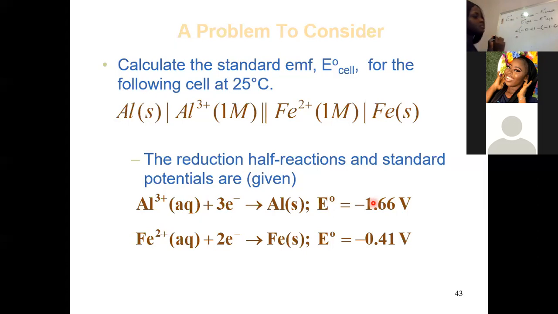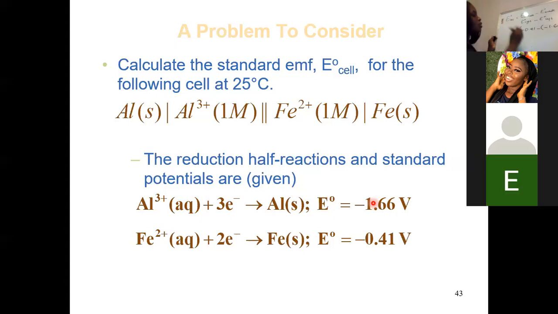What does this give us? Plus 1.25, right? So you may want to put the positive sign, yes. So that way you have your answer already. Very straightforward, if you can just identify which is anode and which is cathode.